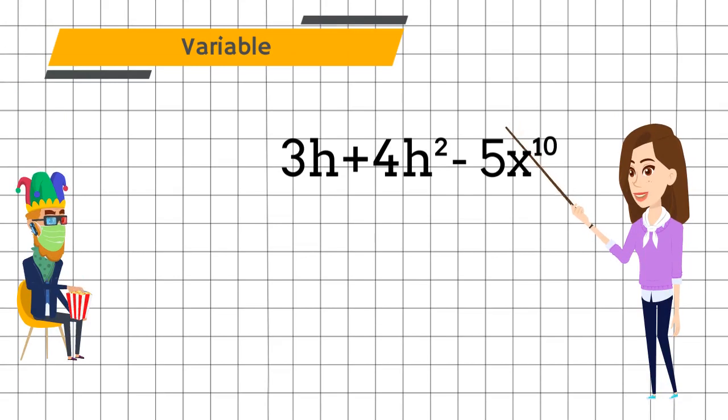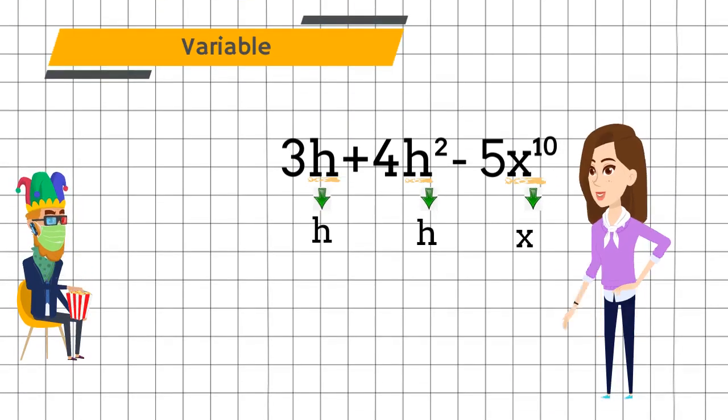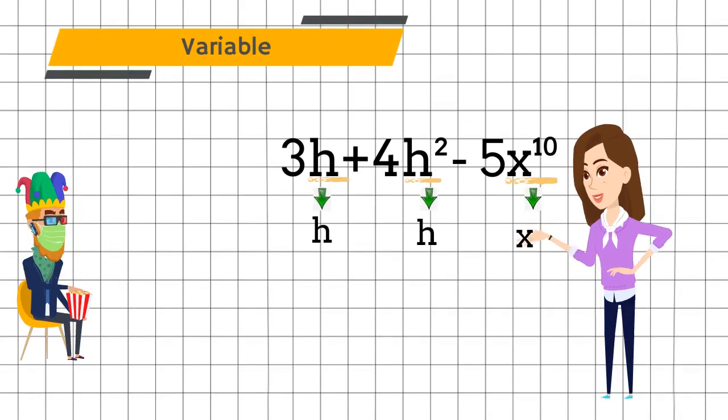Then, what is a variable? A variable is any number that is represented by a letter because we don't know the value of it. In the past example, the variables were h and x.